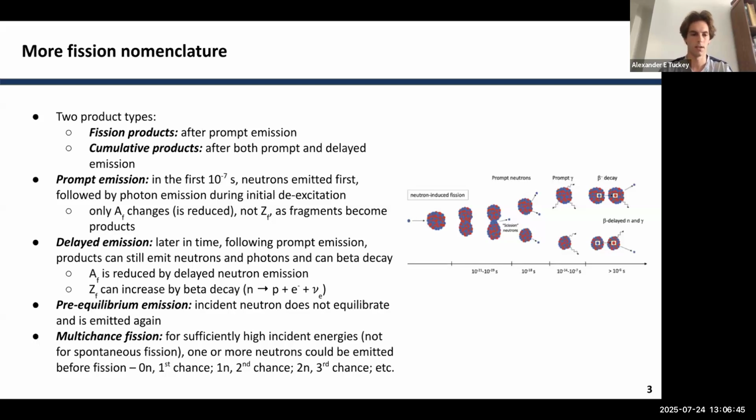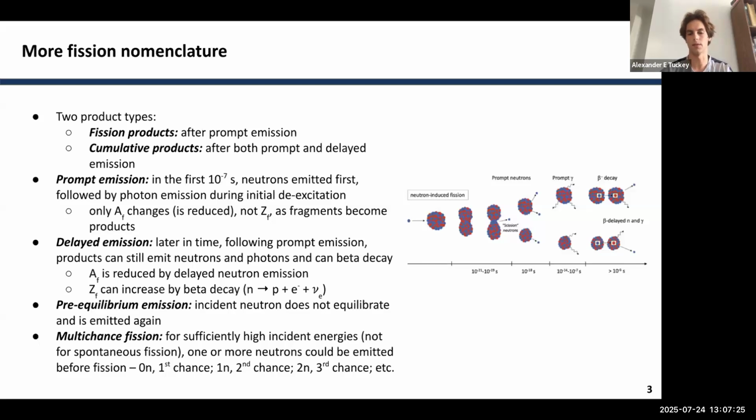If not, it doesn't. The second type of neutron emission that can occur before fission is what's called multi-chance fission. This is somewhat similar to pre-equilibrium emission, except that our incident neutron is fully absorbed by the target nucleus and comes into equilibrium with it. Now, when this happens, the excitation energy of the compound nucleus can be above the neutron separation energy, which I'll explain shortly here. And if that's the case, then a neutron can be emitted.